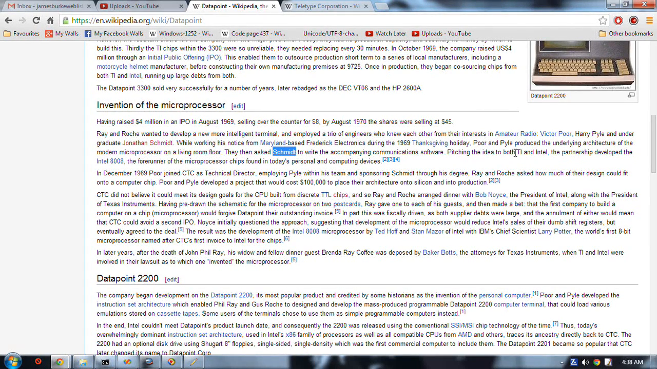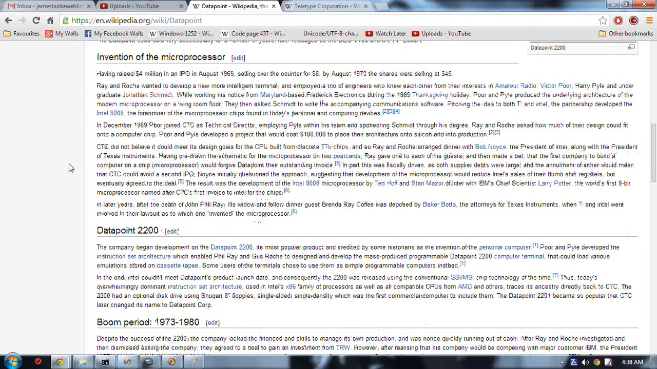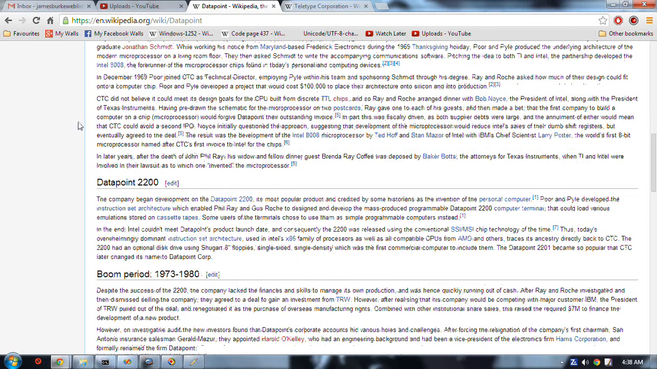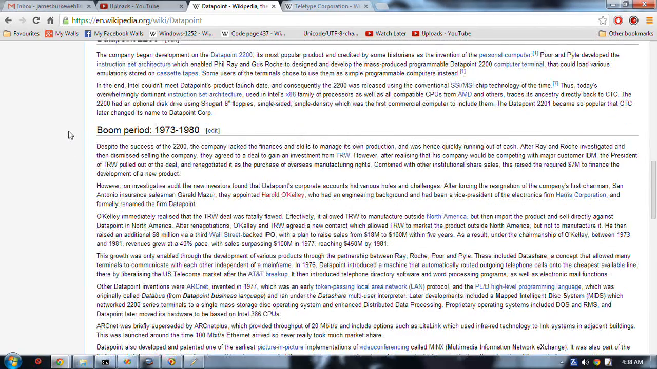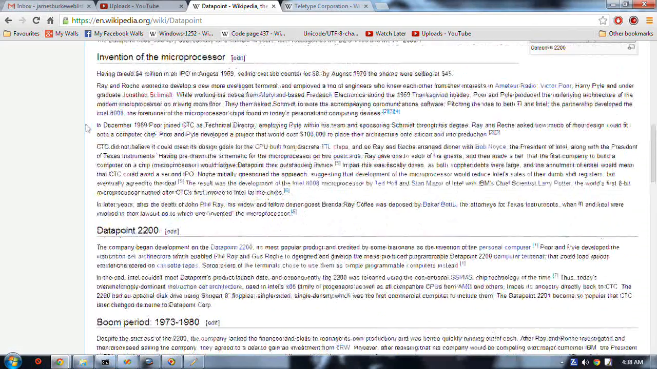They pitched the idea to both Texas Instruments and Intel to develop what eventually became the 8008, which is, as it says here, the forerunner of the microprocessor chips found in today's personal computing devices. Everywhere. You find it in your telephone, in your ThinkPad or whatever, everything. They couldn't keep up with demand, blah, blah, blah. But the one funny bit I found in here was how they named it.